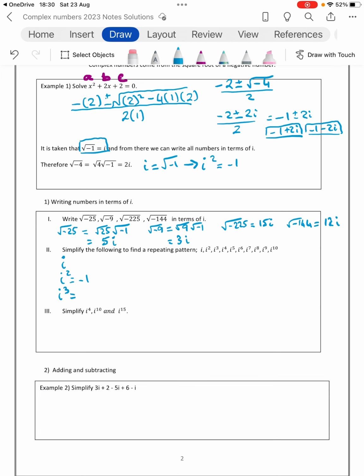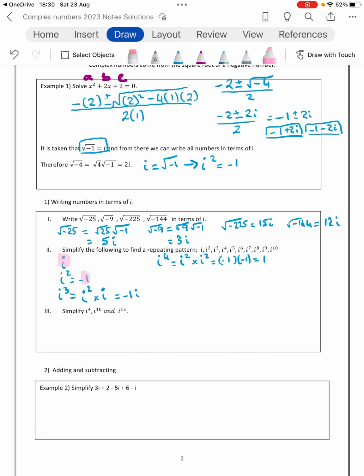I can say i cubed is the same thing as saying i squared multiplied by i. Because that gives me i cubed. I squared is minus 1 multiplied by i is just minus 1i or minus i, whatever way you want to write it. i to the power of 4 then, if I want to split that up into i squareds, I have an i squared multiplied by i squared. And that is just minus 1 multiplied by minus 1, and that gives me a positive 1. So if I look at the pattern that I have now, I have i is the first one, minus 1, minus 1i, and 1.